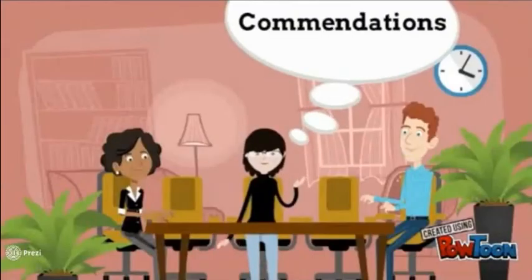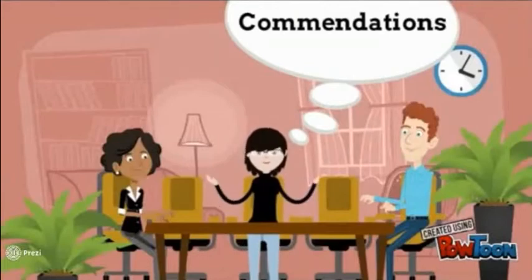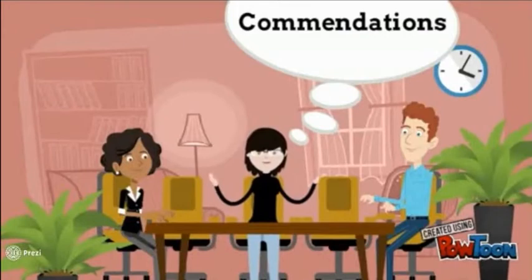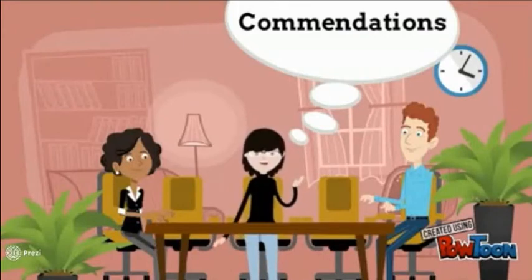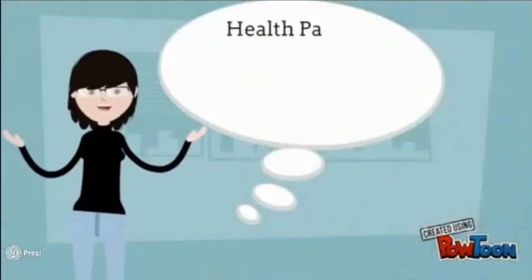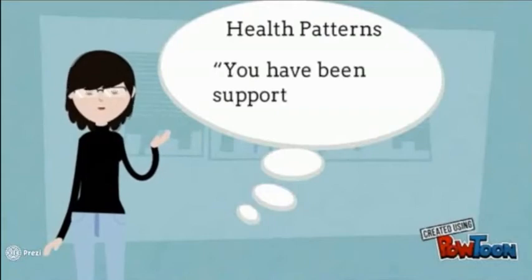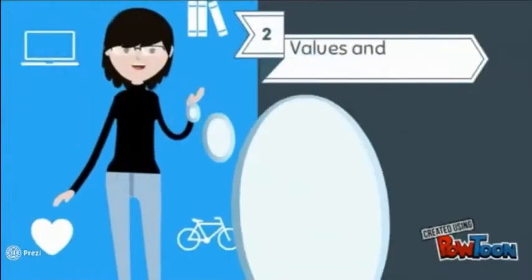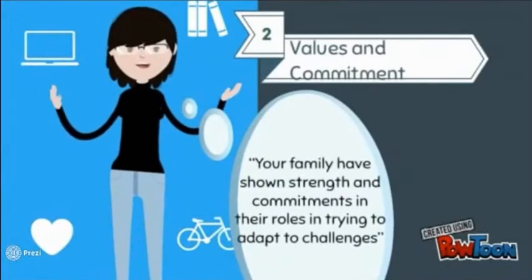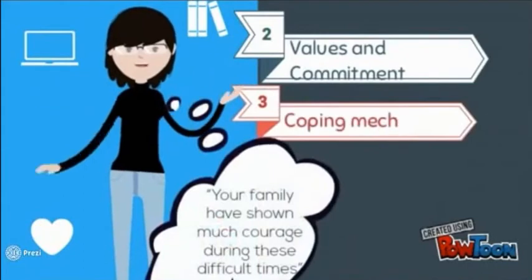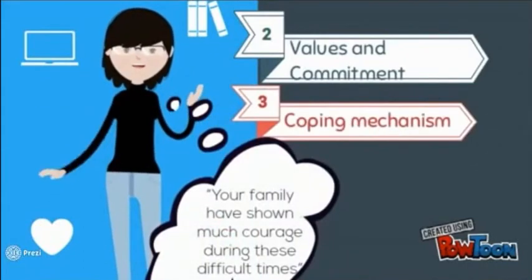Commendations involve recognizing the family's competence, resilience, and strengths and offering them a new opinion or view of themselves that allows the family to then discover their own solutions to the problems and enhance healing. The following are commendations that can use health patterns. You have been supportive of your family's health. Values and commitment: your family has shown strength and commitment in their roles in trying to adapt to changes. Coping mechanism: your family has shown much courage during these difficult times.